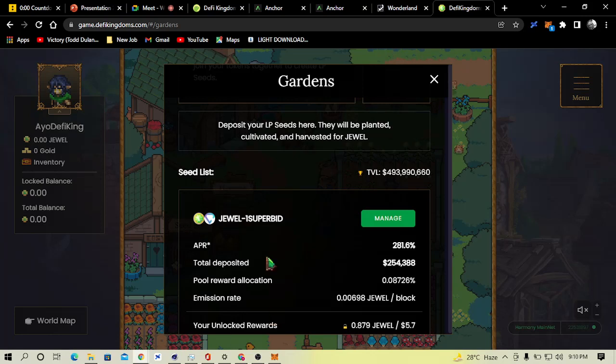So instead of me just holding this jewel coin and waiting for it to pump, I'm staking it already, and getting rewards in jewel. So as jewel is increasing in price, not only am I getting an increase in my initial investment, I'm also getting an increase in the price of my jewel rewards too. So that's a simultaneous way of earning.